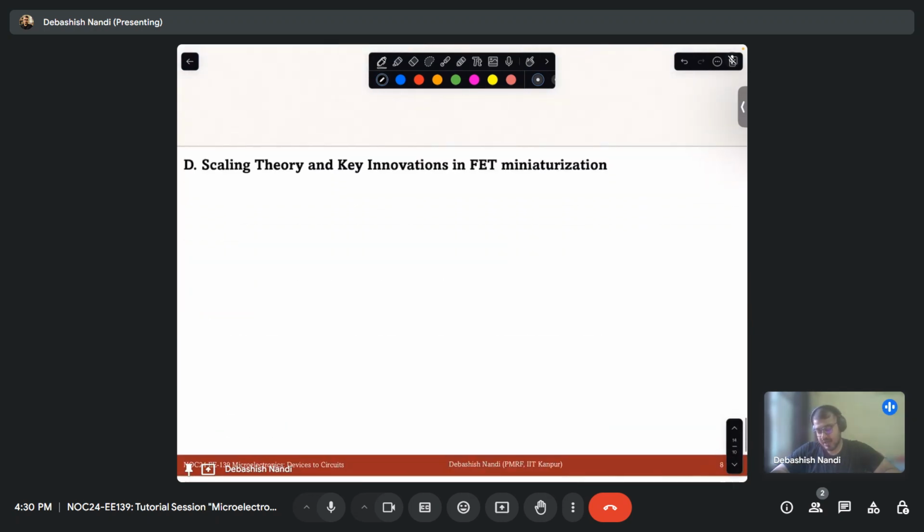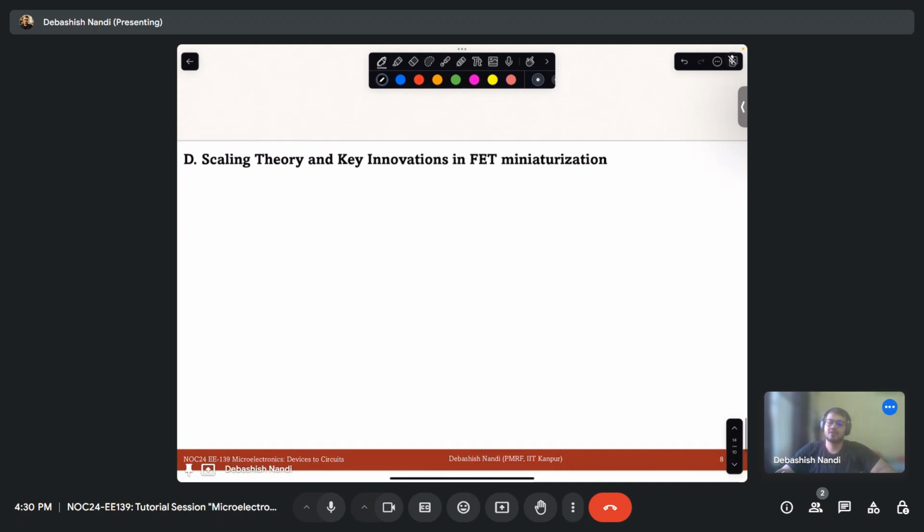So the final topic I want to discuss today is the scaling theory. So what is scaling theory? We have seen so far that we want the transistor to get miniaturized. The reason is to increase the Ion. Ion increasing means speed is more. And the second aspect is you can integrate more number of devices, so you can have better, complex designs, or complex operations through the processors.